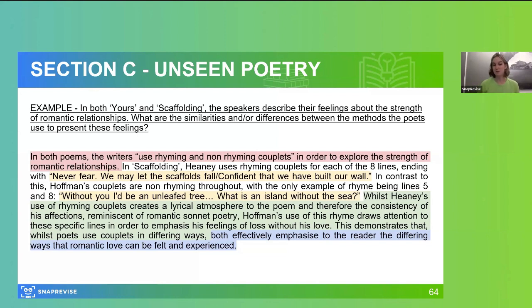Whilst Heaney's use of rhyming couplets creates a lyrical atmosphere to the poem, and therefore emphasizes the consistency of his affections, reminiscent of romantic sonnet poetry, Hoffmann's use of this rhyme draws attention to these specific lines in order to emphasize his feelings of loss without his love. This demonstrates that, whilst poets use couplets in different ways, both effectively emphasize to the reader the differing ways that romantic love can be felt and experienced.